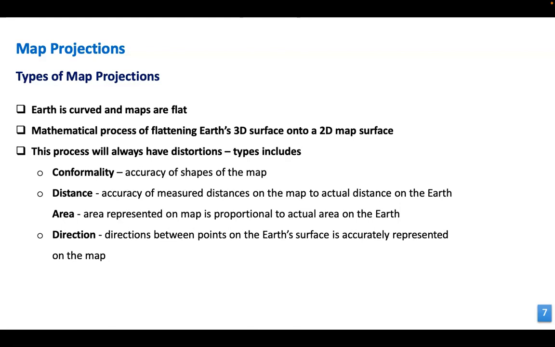the accuracy of measured distance on the map compared to the actual distance on the Earth. Area, where the area represented on the map is proportional to the actual area on the Earth. And direction, where directions between points on the Earth's surface are accurately represented on the map.